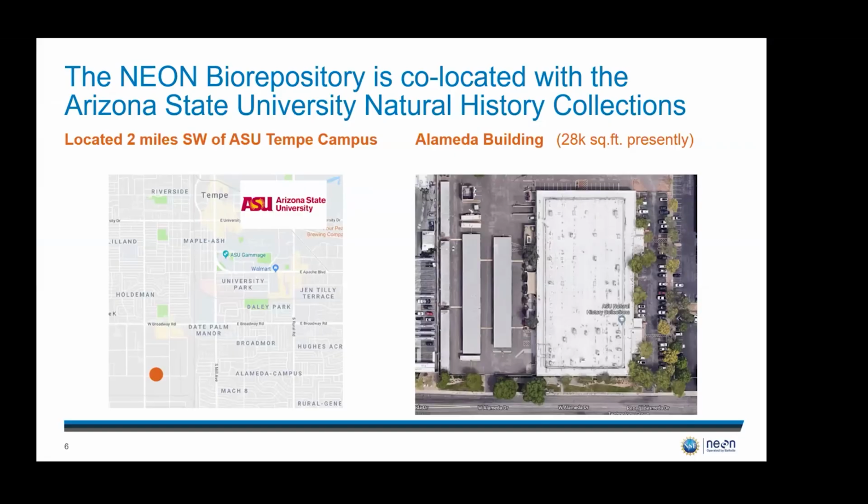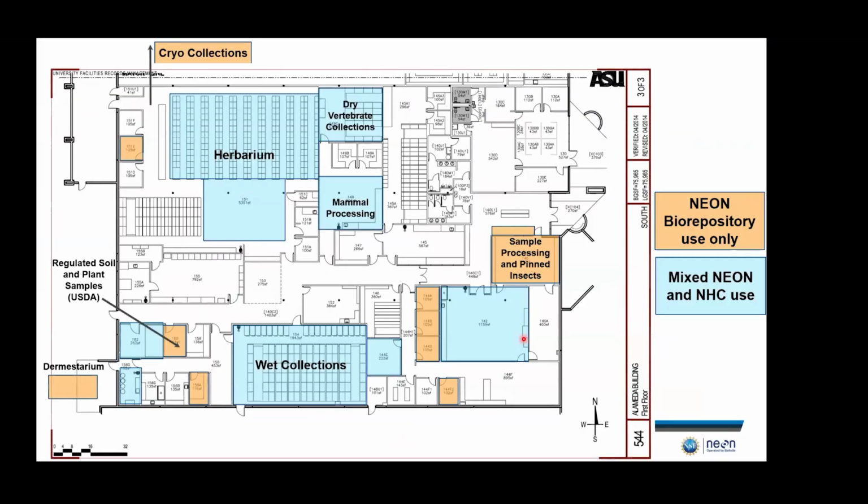Physically, the NEON Biorepository is co-located with the Arizona State University Natural History Collections in Tempe, Arizona. It's about 2 miles southwest of ASU's main campus in what is called the Alameda Building. Currently, in 2026, this is what the inside looks like. Since most of this space is owned by ASU, most of it is physically shared with the Arizona State Natural History Collections, in blue here. There are also classrooms and offices, and a few NEON Biorepository specific rooms in orange.